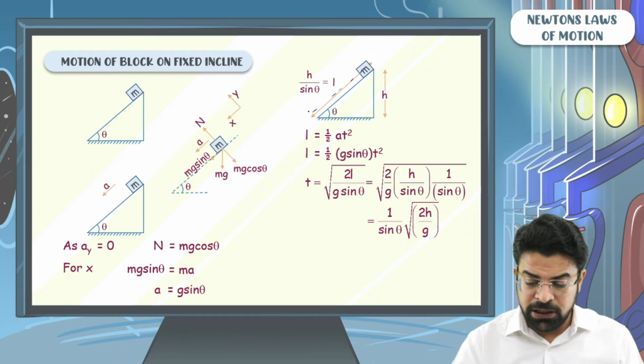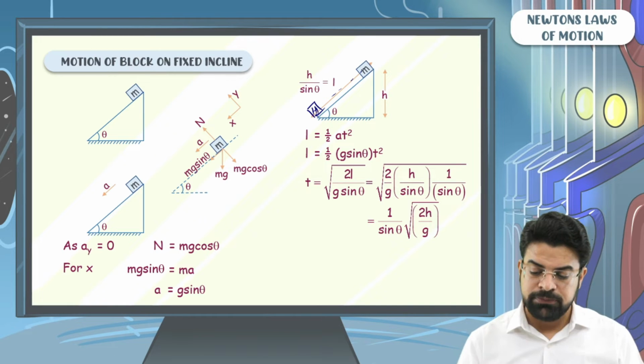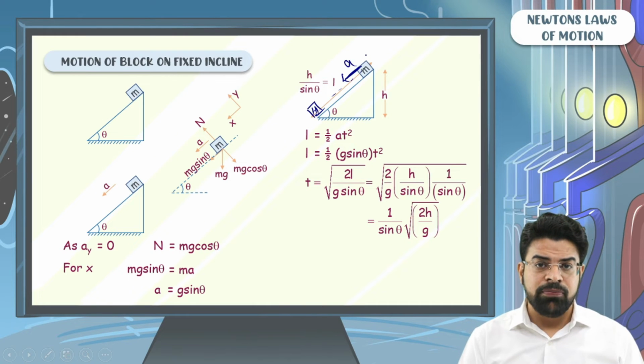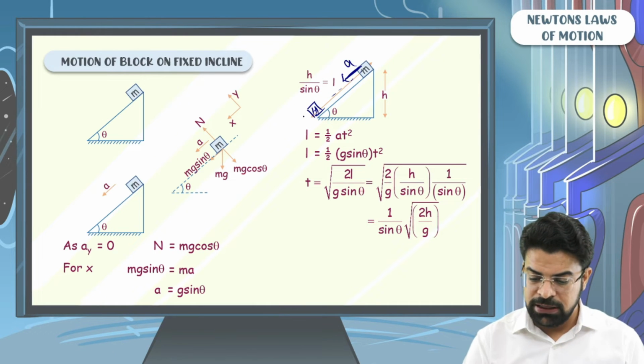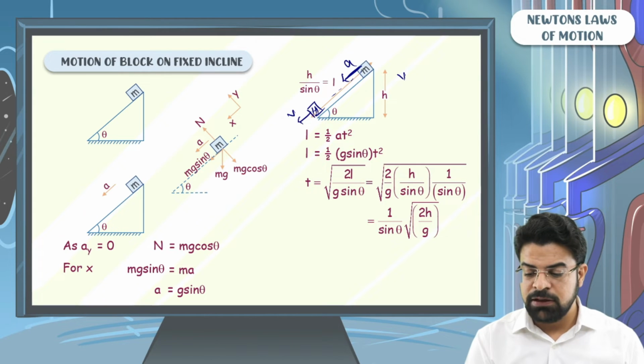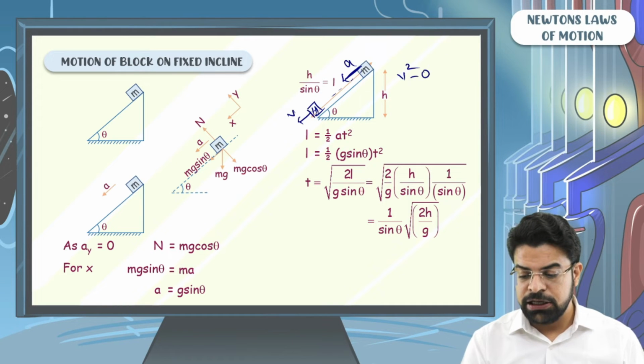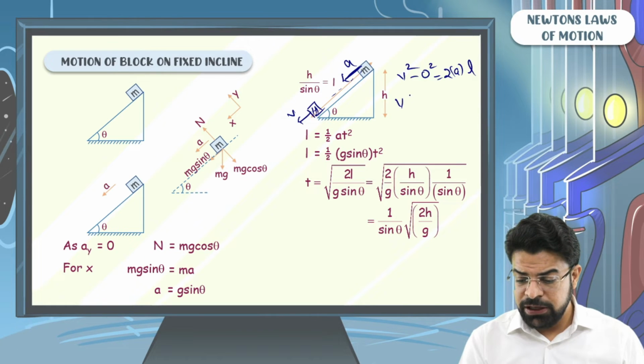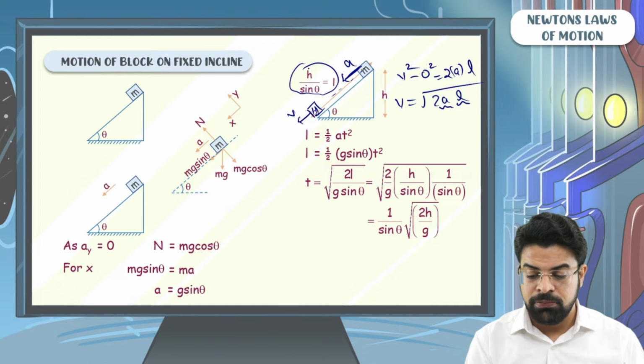What will be the speed of the block on reaching the base? If the block has an acceleration a and it travels a length L, from the third equation of motion, let's say the final speed is v, we can say the final velocity square minus the initial velocity square equals 2 times acceleration into displacement. Now we get v equals under root of 2aL. In place of a, you can write g sine theta. In place of L, you can write h by sine theta.